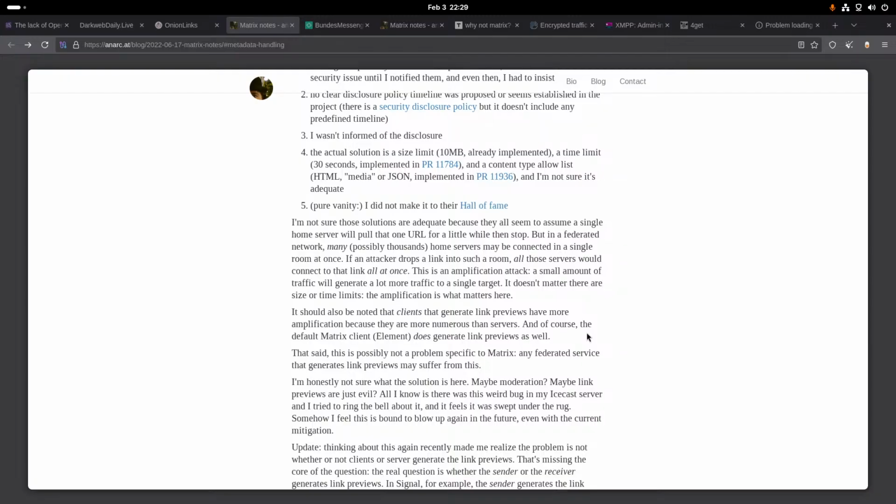I'm not sure these solutions are adequate, because they all seem to assume a single home server will pull that one URL for a little while, then stop. But in a federated network, many, possibly thousands of home servers may be connected to a single room at once. And if an attacker drops a link in such a room, all those servers would connect to that link all at once. This is an amplification attack. A small amount of traffic will generate a lot more traffic to a single target. It doesn't matter that there is a size limit. The amplification is what matters here.